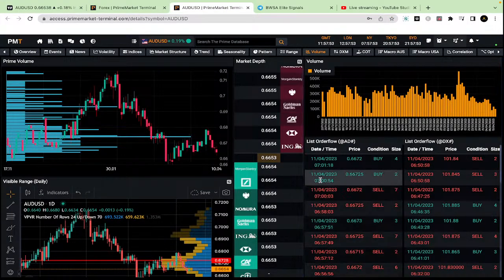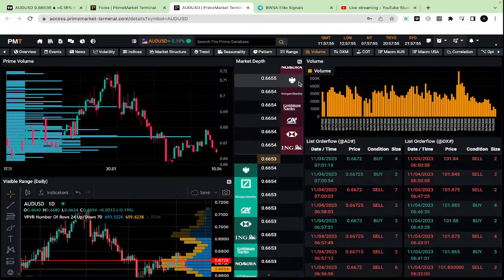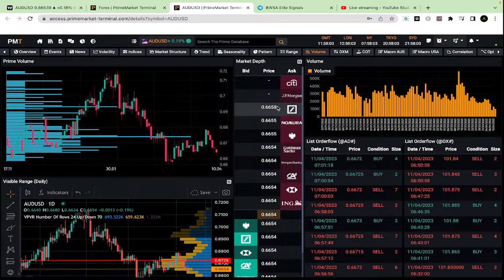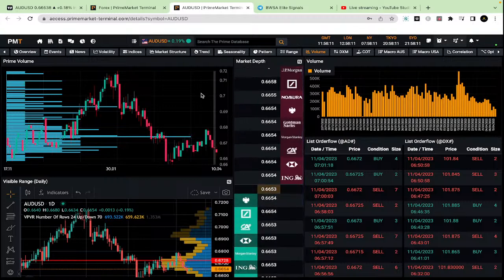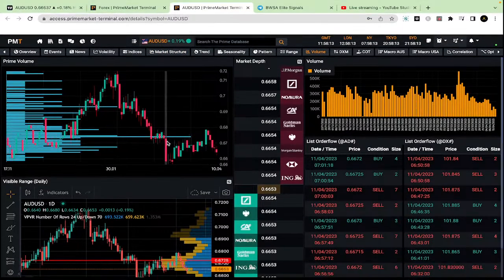So, in reference to that level, 06655, and Morgan Stanley is in there too at 06654. A bunch of people at 06654 and 06655, so that's obviously a significant level. 06658 is another level that's going to be significant. So yeah, pretty excited about that.